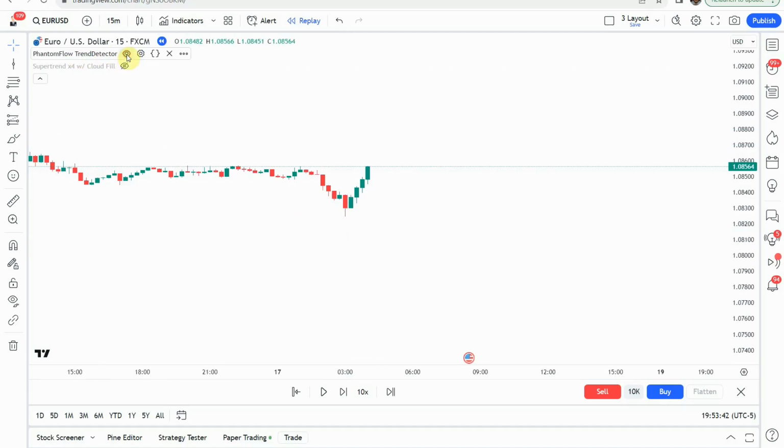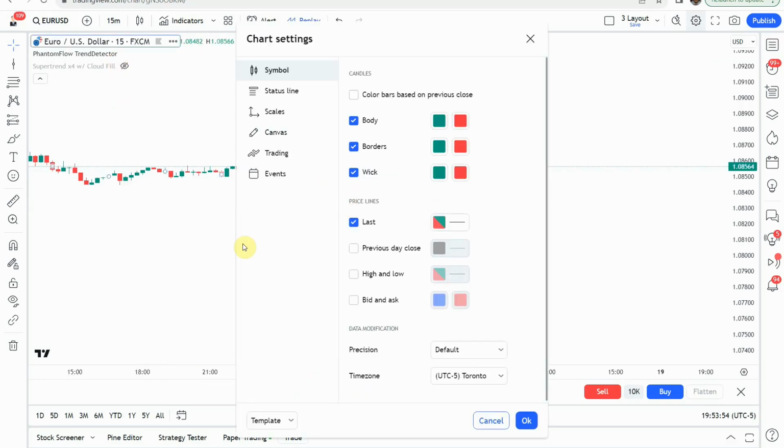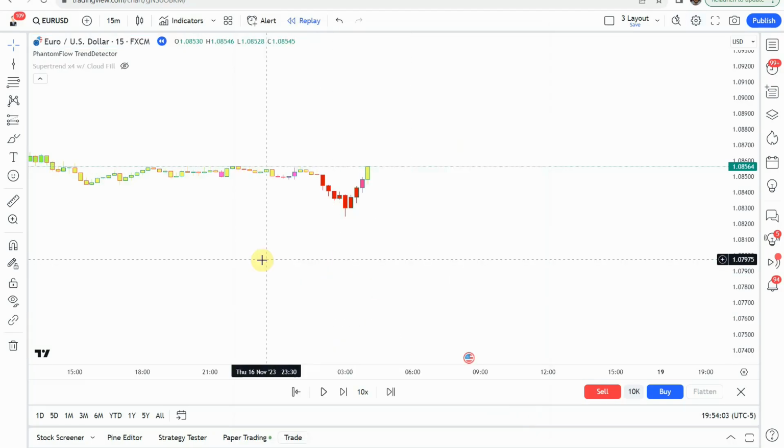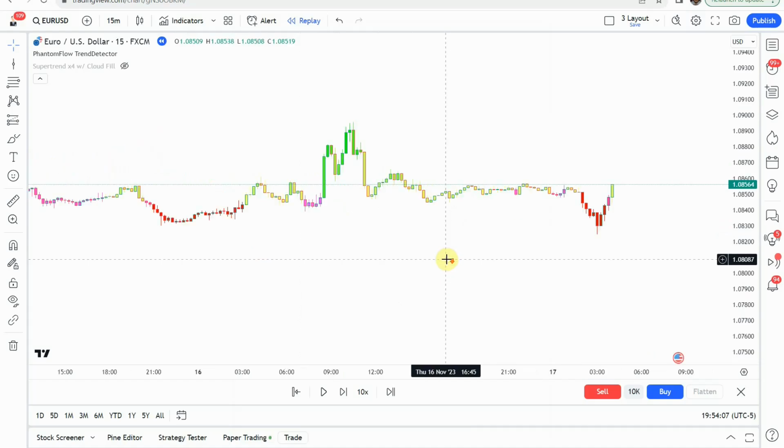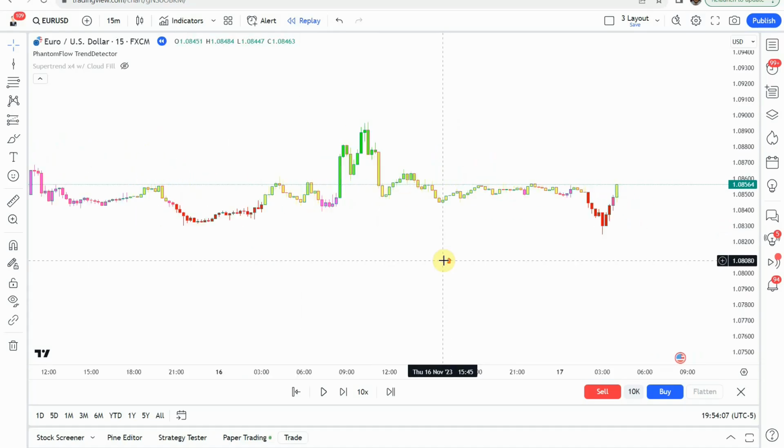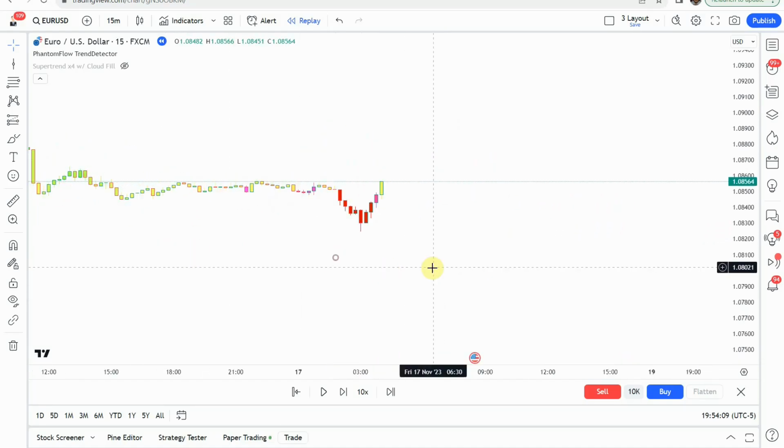So what we are going to do is just go ahead and turn on the Phantom Flow there, and you can see same deal, it doesn't show anything. What we're going to do is just click on one of the candlesticks there, double click, brings up the settings. We are going to turn off the body and the wicks of the candles, and now you can see that we have this really nice coloration in the candles right there.